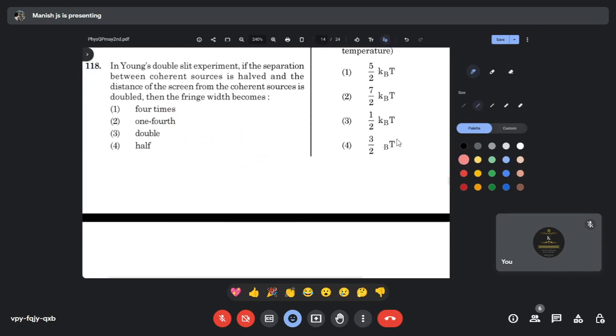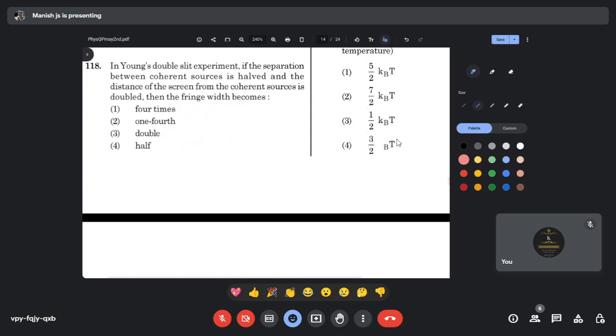So this is how the question reads. In Young's double slit experiment, if the separation between coherent sources is halved and the distance from the screen and coherent source is being doubled, then the fringe width would become. So then what is the fringe width? Okay, so that is the question.